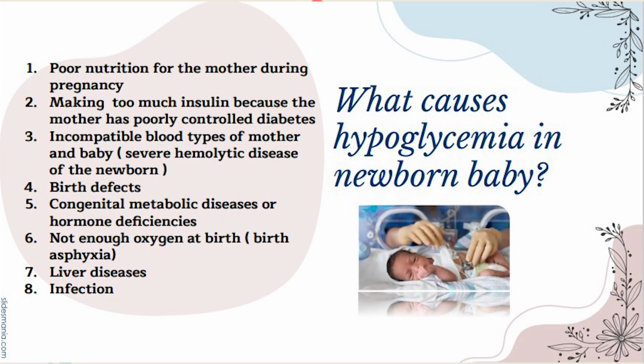What are the causes of hypoglycemia in a newborn baby? First, poor nutrition of the mother during the pregnancy period. Second, making too much insulin because the mother has poorly controlled diabetes during pregnancy. Third, incompatible blood types of mother and baby, so there is a severe hemolytic disease of the newborn. Fourth, birth defects. Fifth, congenital metabolic diseases or hormone deficiencies in the newborn baby. Sixth, not enough oxygen at birth.